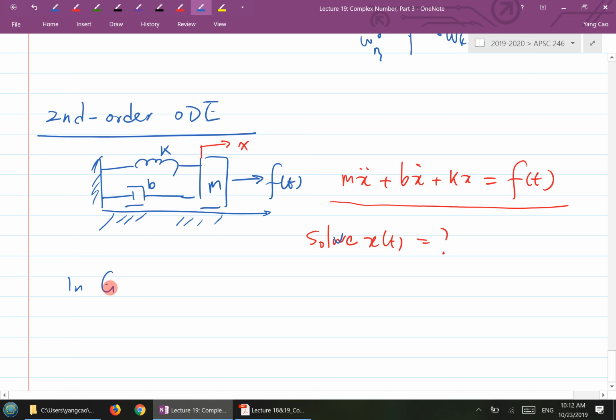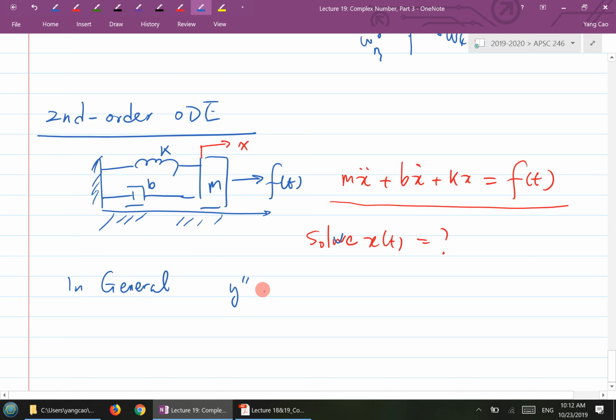Now, in general, a second order equation looks like this: y double prime plus p of x y prime plus q of x y equal to f of x. This is the standard format we will use, and you can always convert any ordinary differential equation into this standard format.